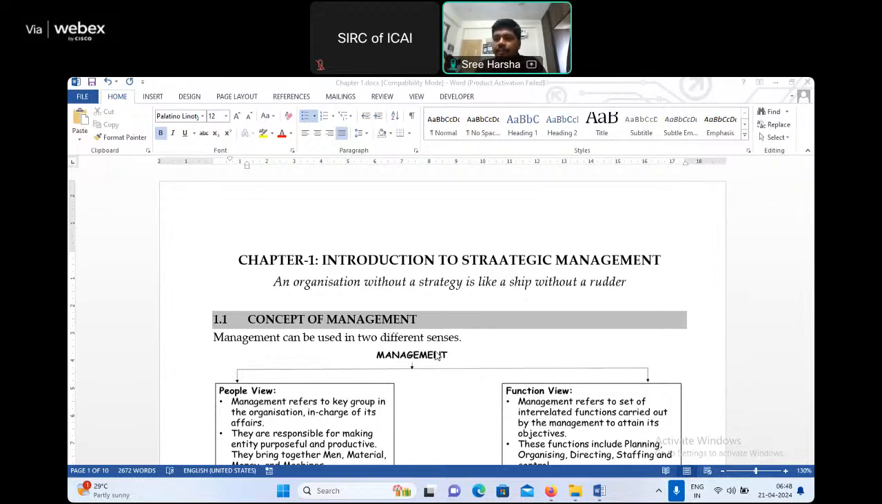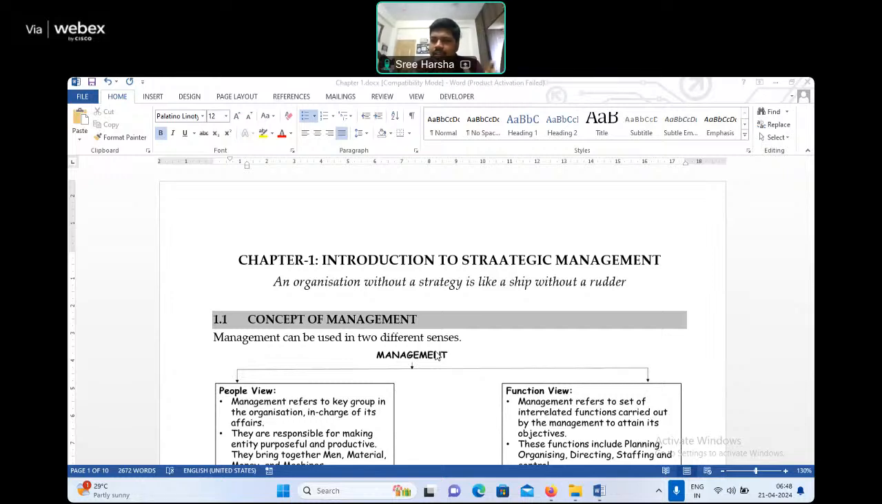So the topic for the discussion today is strategic management, and I think many of you are already aware of it. The reason is this is going to be a fast track class, so we may not be able to cover in depth, but since this is a very small subject, strategic management is the smallest of all the subjects in the entire CA curriculum.